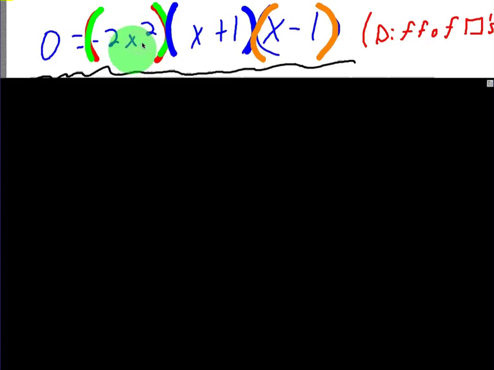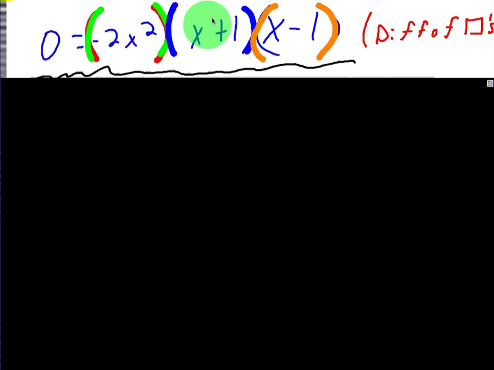Equals 0. Yeah, it'd be 0 because it's negative 2 times 0. All right, what would happen to the entire... What is 0 times anything? 0. The whole equation equals 0. The whole thing would be 0, yes.